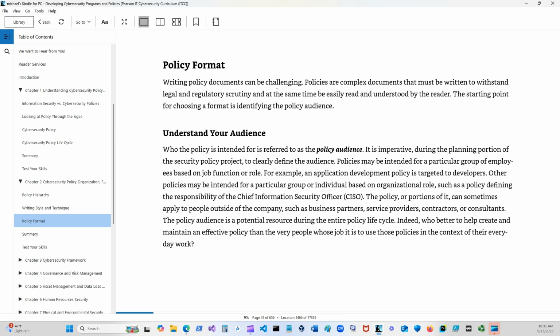Okay, policy format. Writing policy documents can be challenging. Policies are complex documents that must be written to withstand legal and regulatory scrutiny, and at the same time be easily read and understood by the reader. The starting point for choosing a format is identifying the policy audience.